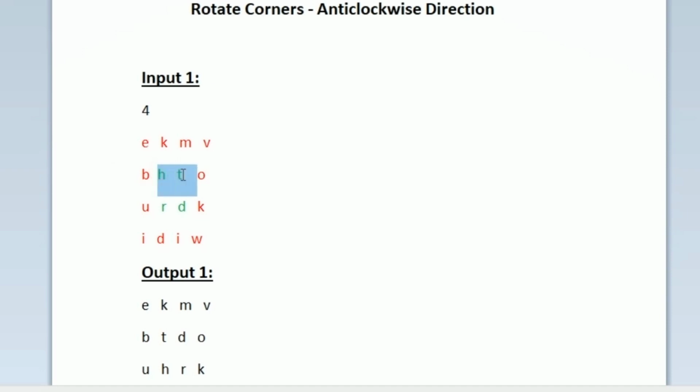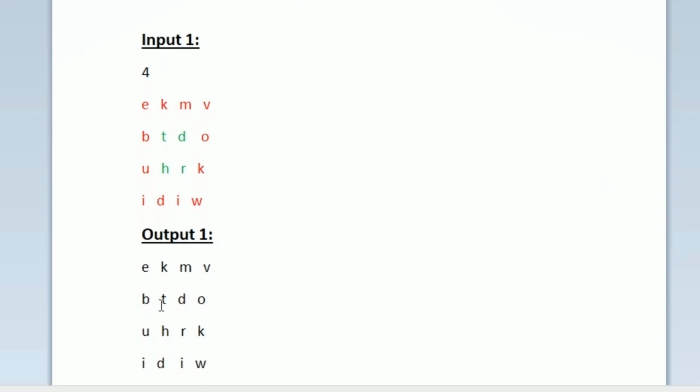Similarly, for the next layer, again we have to rotate the corners by one position in anti-clockwise direction. Here the top left character is H. So this H will be coming to the bottom left, and the R which is present here will be moving to the bottom right, and the D which is present here will be moving to the top right, and the top right character T will be moving to the top left. This is how we will be rotating the characters. Now we can see that all the corners of this layer are rotated by one position in anti-clockwise direction.